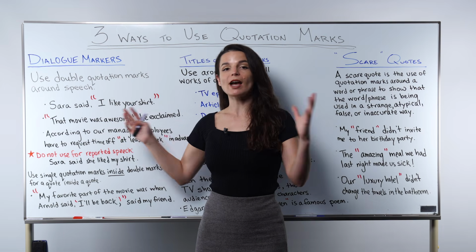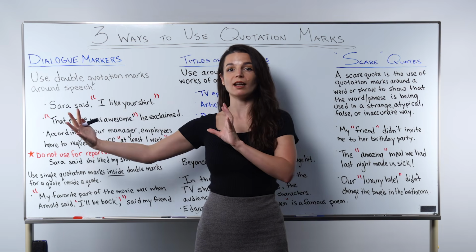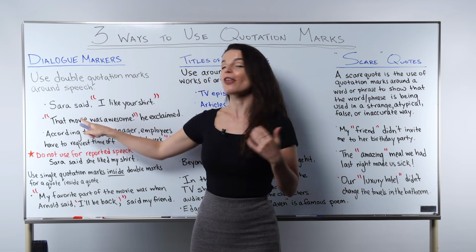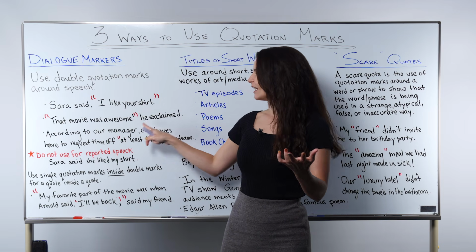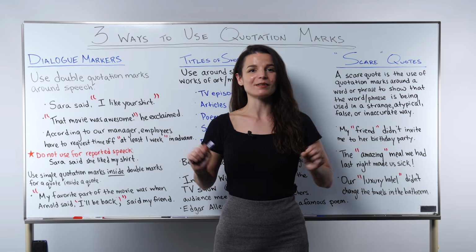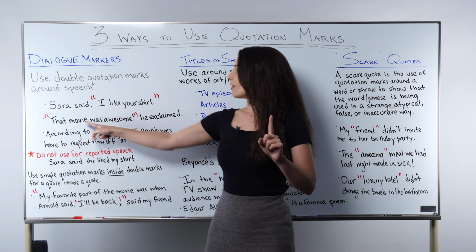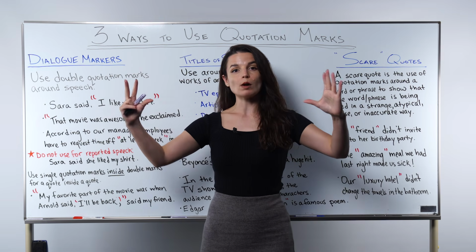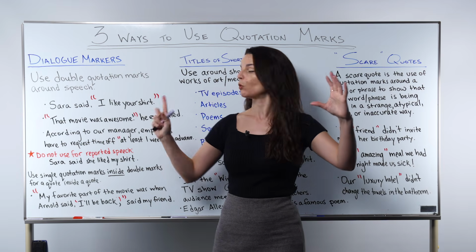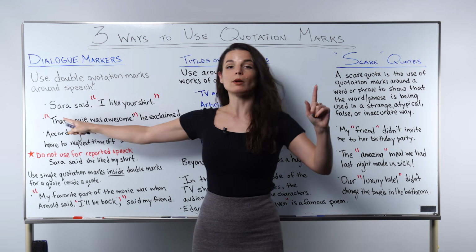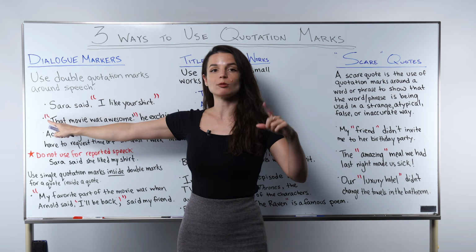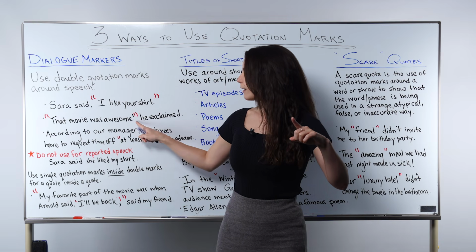So sometimes we have the quote at the beginning of the sentence, as in, "That movie was awesome," he exclaimed. So in this case, "That movie was awesome." This is the direct speech. This is exactly what he said. So we mark it with double quotation marks at the beginning and double quotation marks at the end.